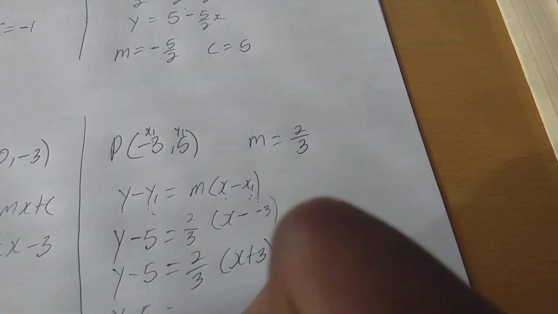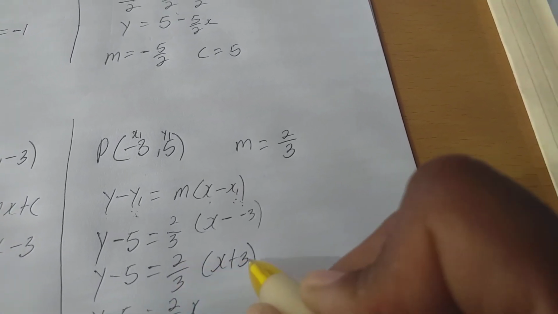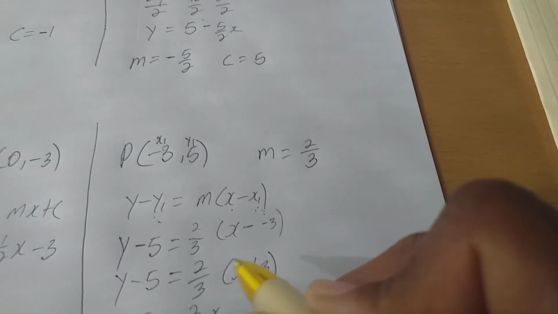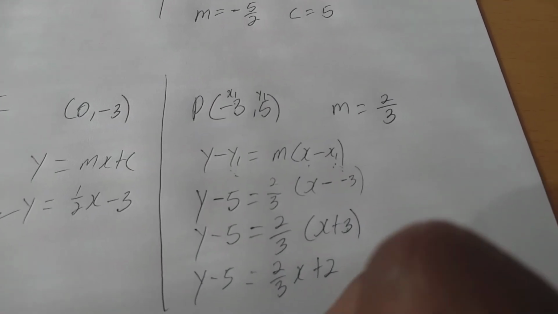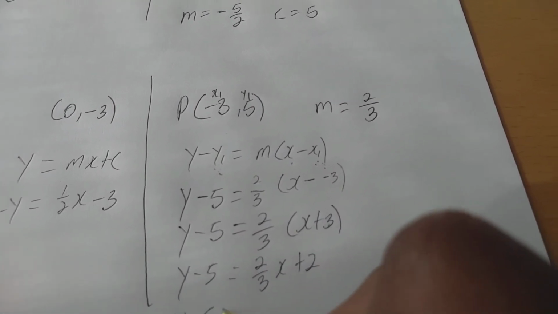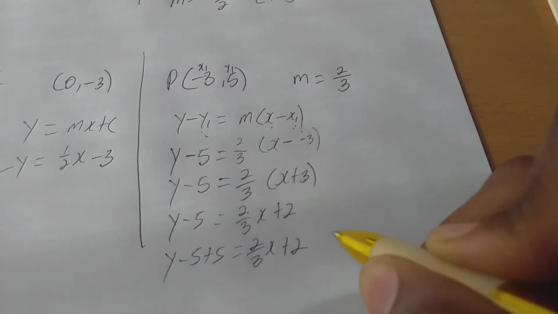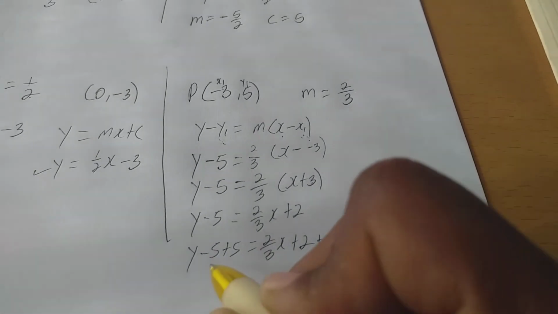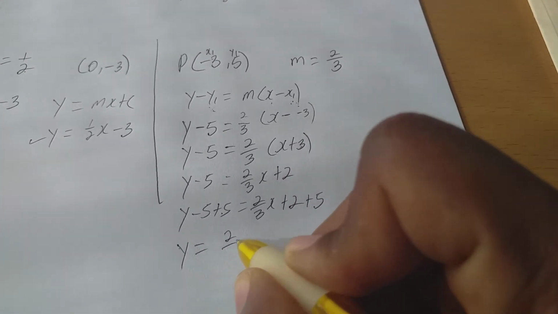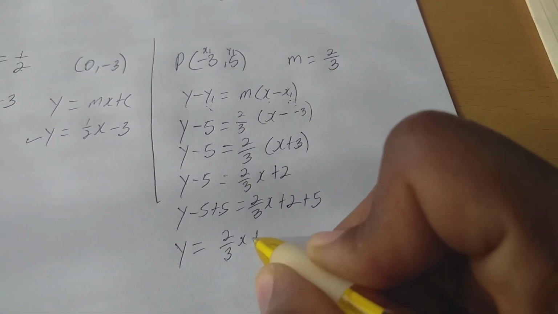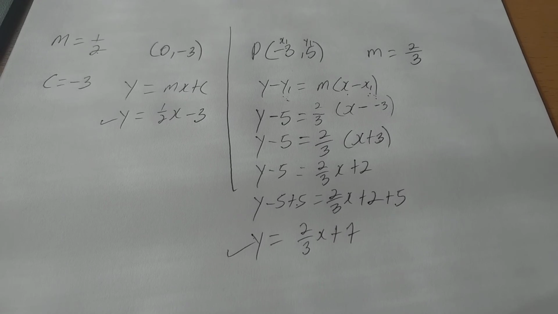Expanding by multiplying by 2/3 becomes 2/3 x, but 2/3 times 3 becomes 3 into 3, 1, and 2 times 1 is 2. Now to finalize, we need to have y by itself, so the reverse of subtracting 5 would be to add 5. And remember, what is done to one side must be done to the other. So I also add 5 to this side. These will cancel out, leaving me y is equal to 2/3 x plus 2 plus 5 is now 7. Hence, this is the equation of my straight line.